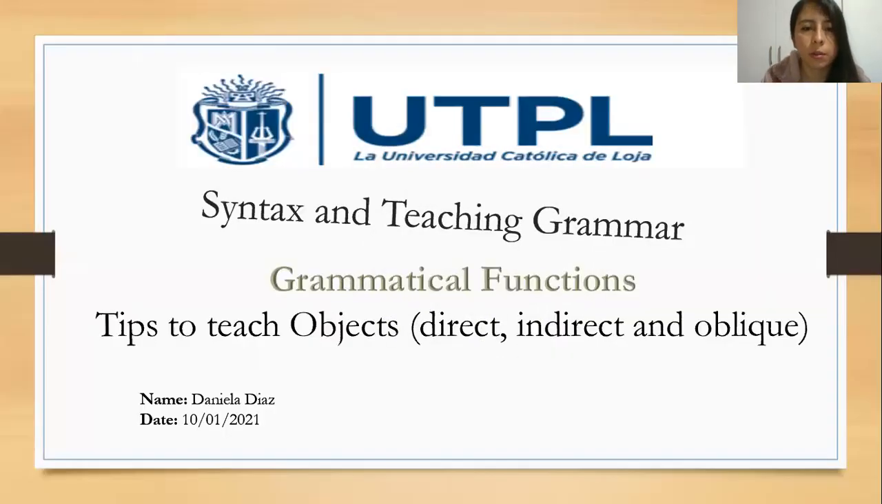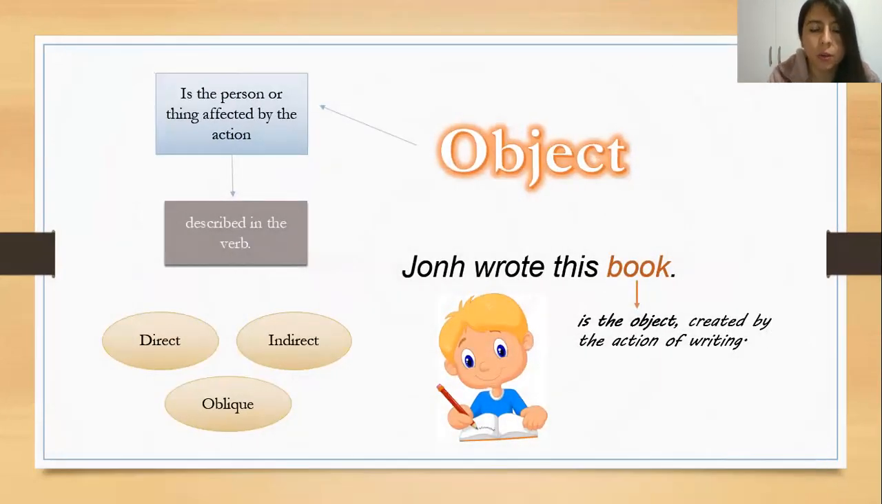I'm going to talk about grammatical functions, tips to teach objects, in this case direct, indirect, and oblique. I want to start by saying what an object is. An object is the person or thing affected by an action. This action is described in the verb. We can see it in this example: John wrote his book. In this case, book is the object created by the action of writing. There are three types of objects: direct, indirect, and oblique.